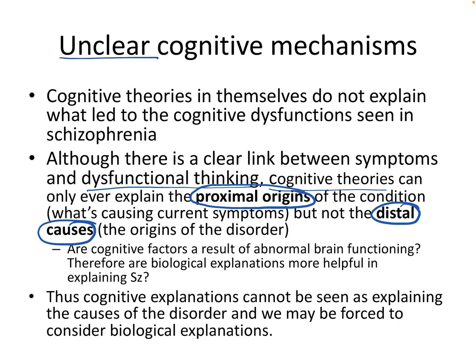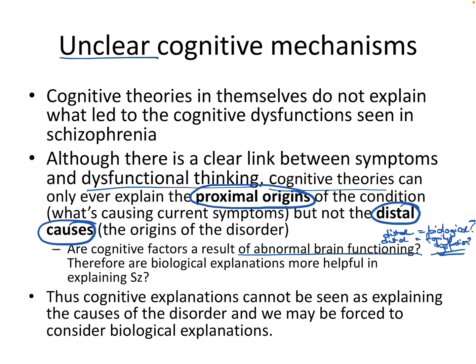So they can explain what's happening now to produce symptoms, but not what initially caused the disorder in the first place. We need to question whether these cognitive factors are a result of abnormal brain functioning. Are the distal causes actually biological? And therefore, are they more helpful in explaining schizophrenia? Likewise, the distal causes, the origin of the disorder, might actually be due to family dysfunction. And that's a better explanation for the disorder.